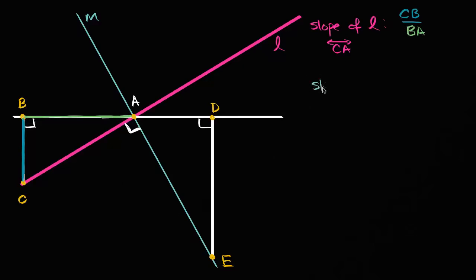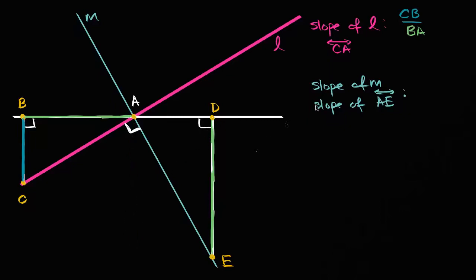Now what is the slope of line M? So slope of M, and we could call line M line AE. Well, if we're going to go between point A and point E, once again, it's just change in y over change in x. Well, what's our change in y going to be? Well, we're going to go from this level down to this level as we go from A to E. That is our change in y.